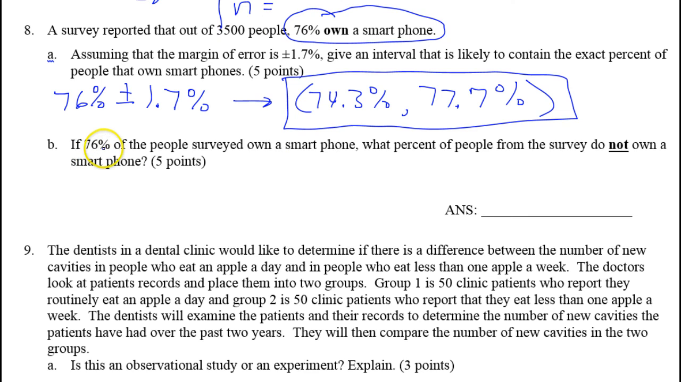Let's see. If 76% of the people surveyed own a smartphone, what percent of the people surveyed do not own a smartphone? Well, the total should be 100%, so all you really have to do is subtract from 100. 100% minus 76% will tell you how many people don't own a smartphone, and that turns out to be 24%. That makes sense, right? If 76% of the people own a smartphone, 24% do not, total of 100. Makes sense.